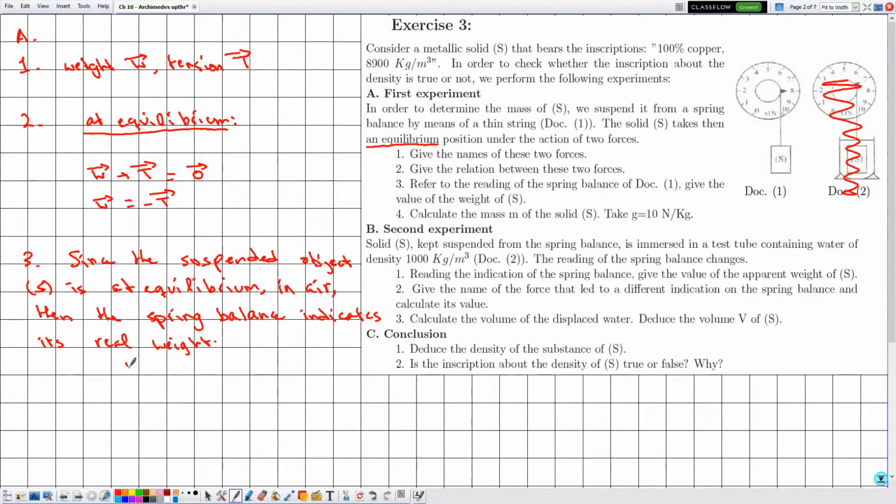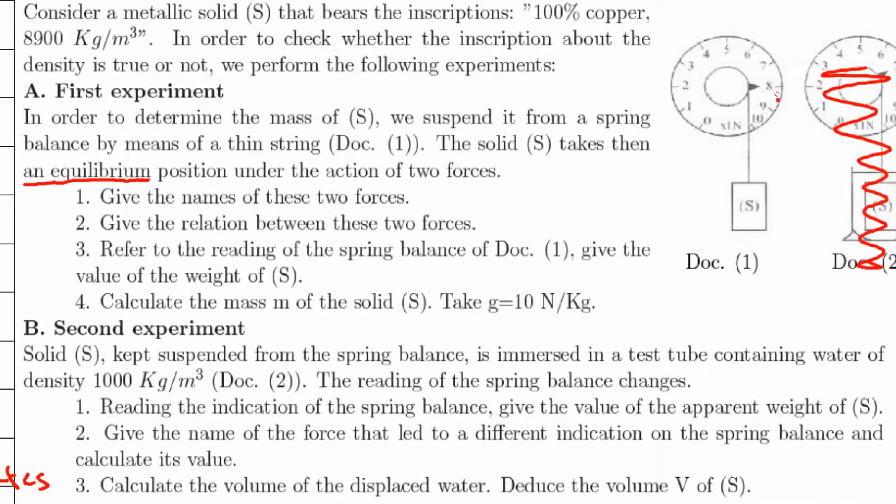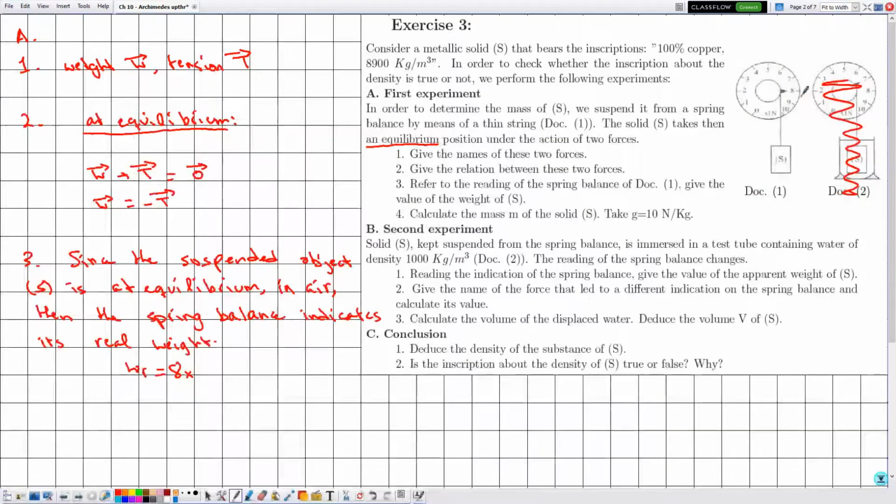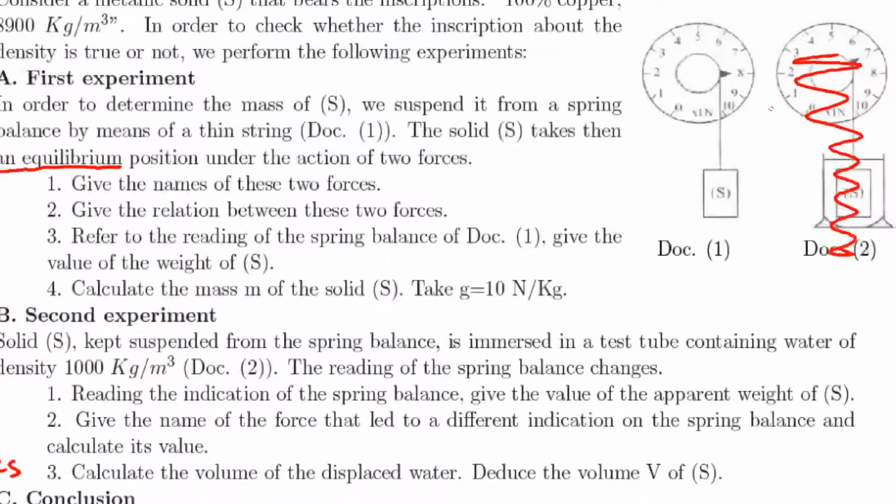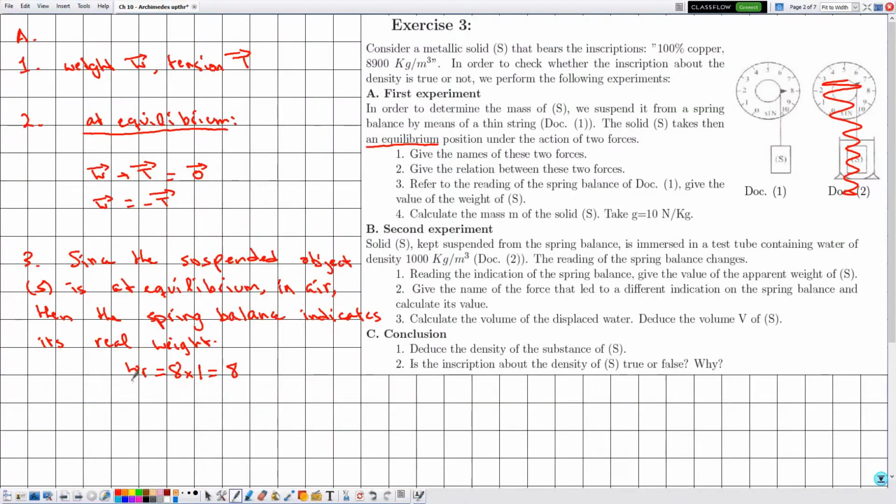So the real weight is given by the indication of the spring balance, which is 8. Because we are taking data from the spring balance, we multiply by the scale, which is 1. So this is 8. Since the scale is expressed in newtons, the value of the real weight will be in newtons. So the real weight is equal to 8 newtons.